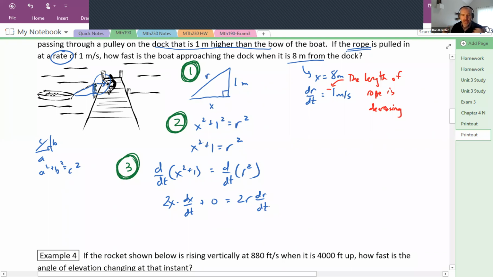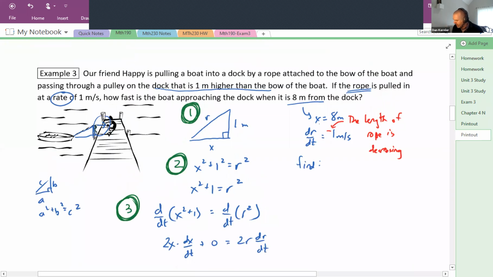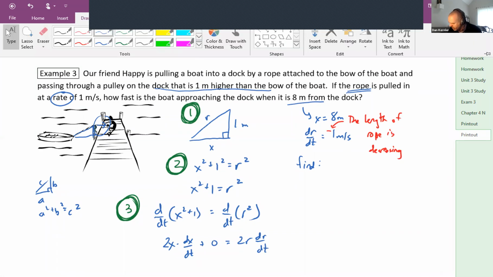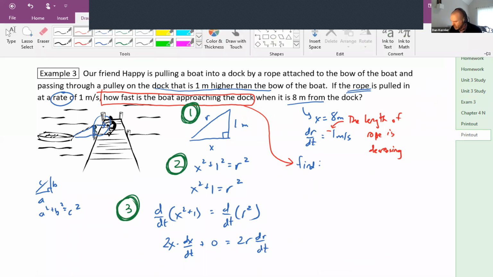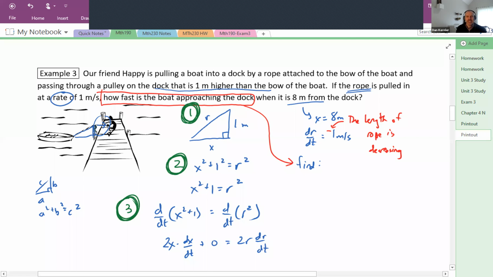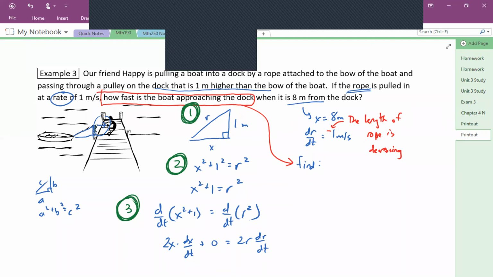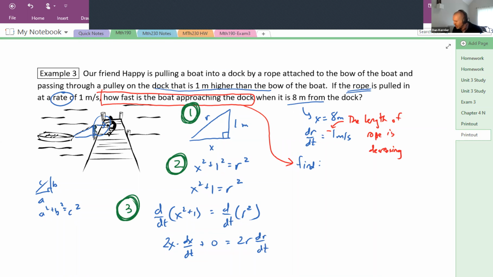You can plug stuff in right now if you want to. We want to find, oh, I forgot to write that down too, gosh. Let's go back up to the beginning. What were we trying to find? How fast is the boat approaching the dock? So what are we trying to find? Any ideas? dx/dt. That's right, Haley. We're trying to find the rate of change of x. How fast is x changing?